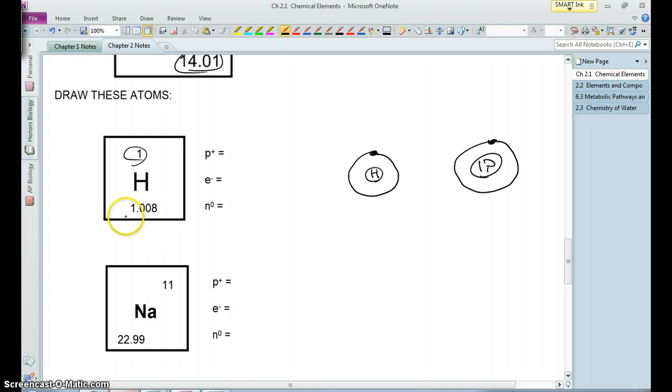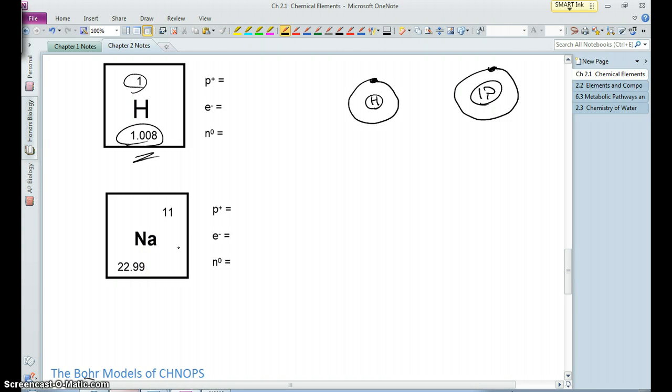Now notice that hydrogen has an atomic mass of approximately 1. Well, why is that? Well, hydrogen actually does not have any neutrons. It just has a proton and a single electron. It's a small, relatively light atom.